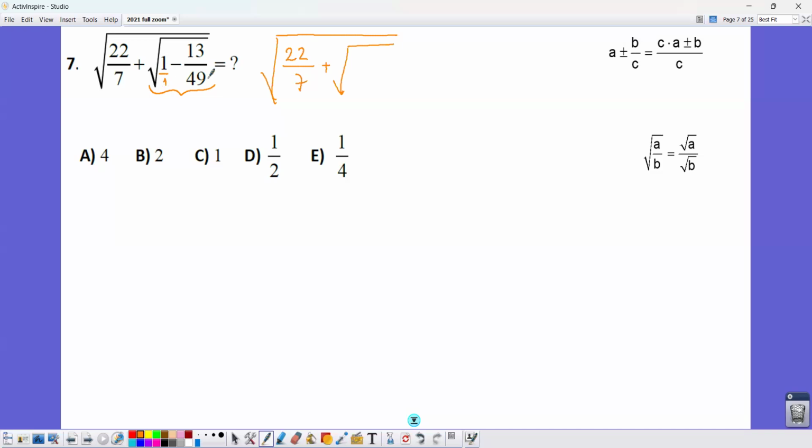You have 1 here, and you make the denominator the same. I'm multiplying by 49 to make the denominator the same. You can do it like this, or directly multiply 49 by 1, which will be 49 minus 13 over 49. And then this becomes 22 over 7 plus root of 49 minus 13, which is 36 over 49.